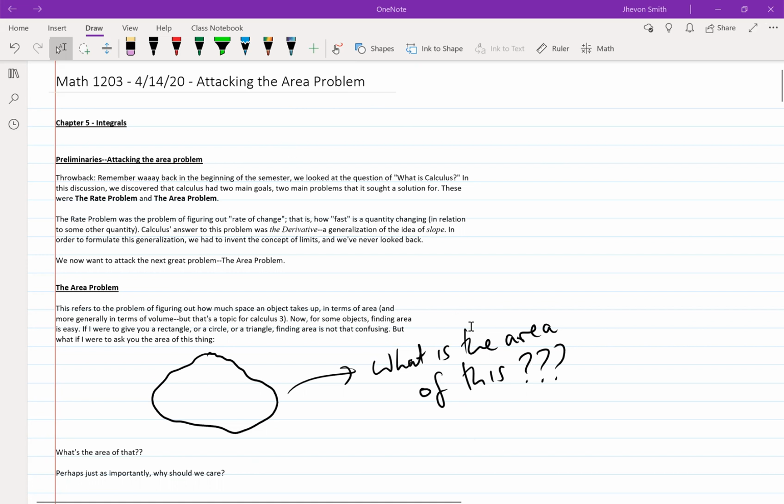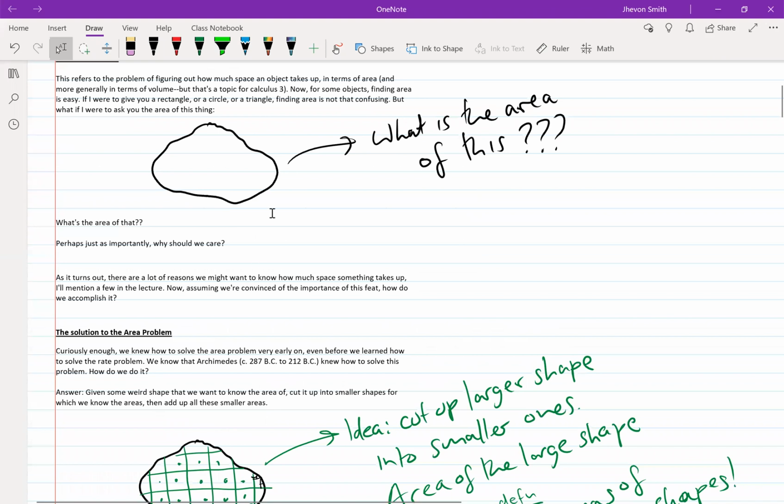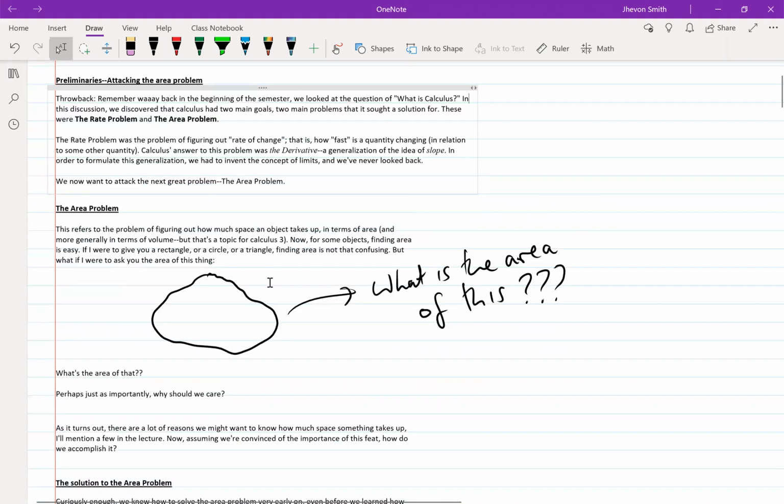We were attacking the area problem. So last time we learned about how we would actually go about finding the area of irregular shapes. Just to give you a quick summary: we have an irregular shape. We want to know how to find out how much space it takes up. This is called the area problem. How much space does this random thing that I'm looking at take up?